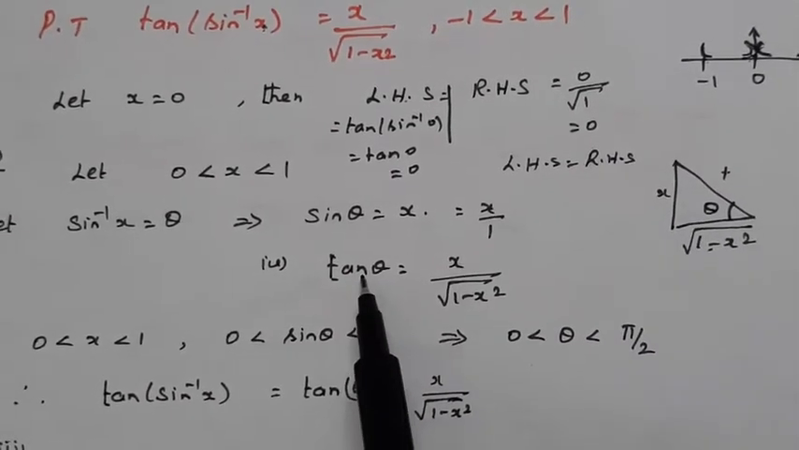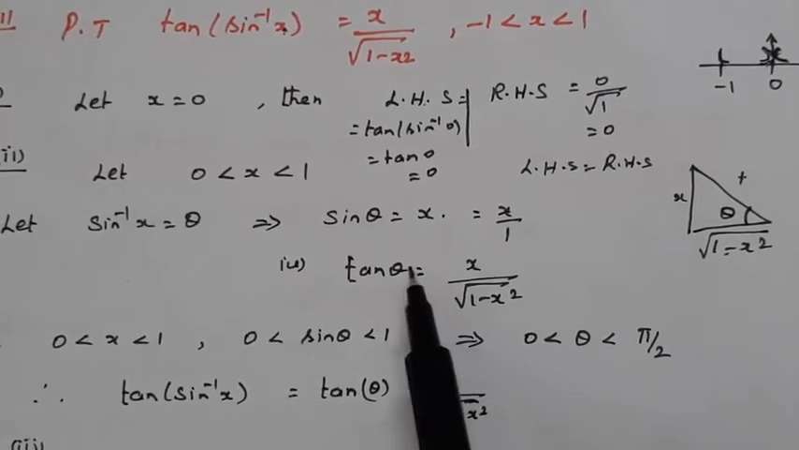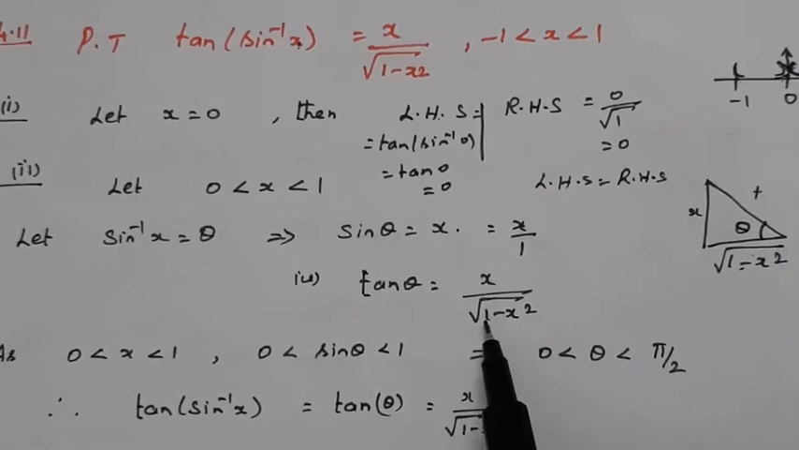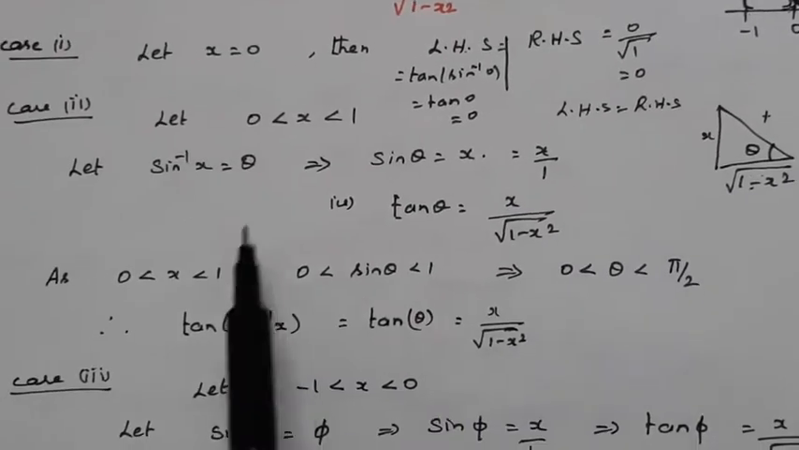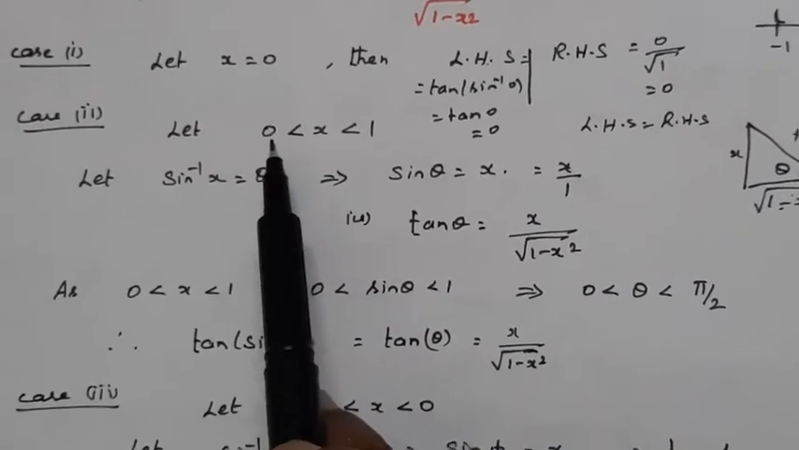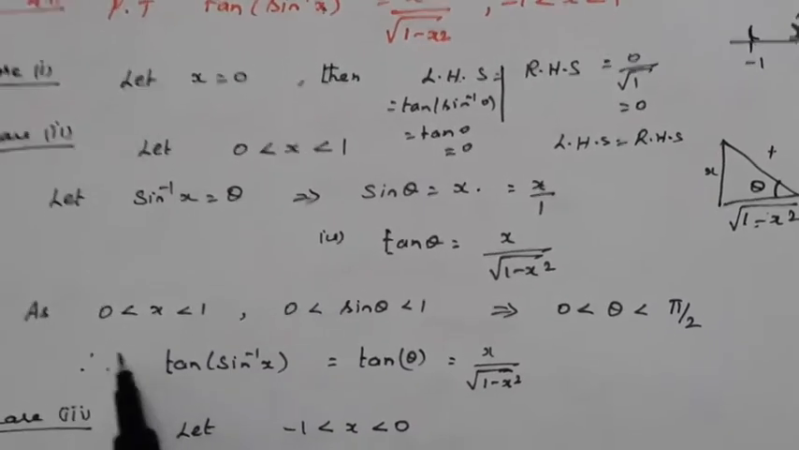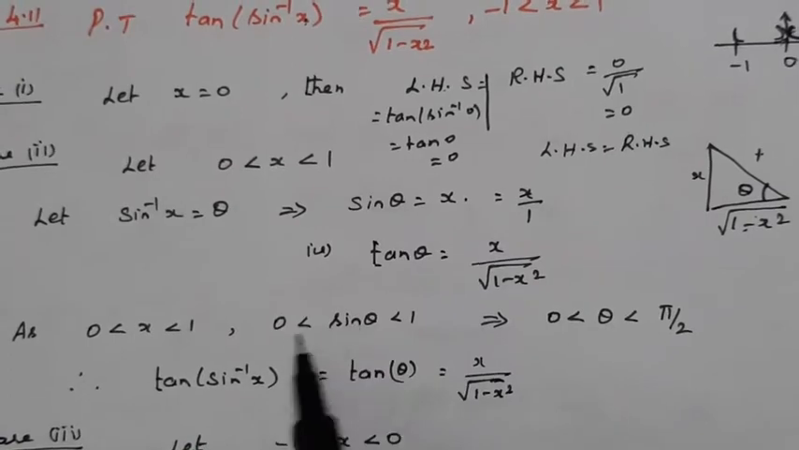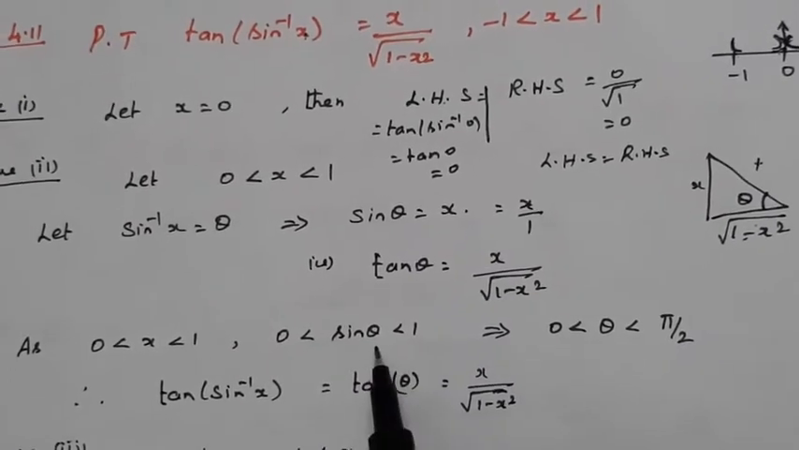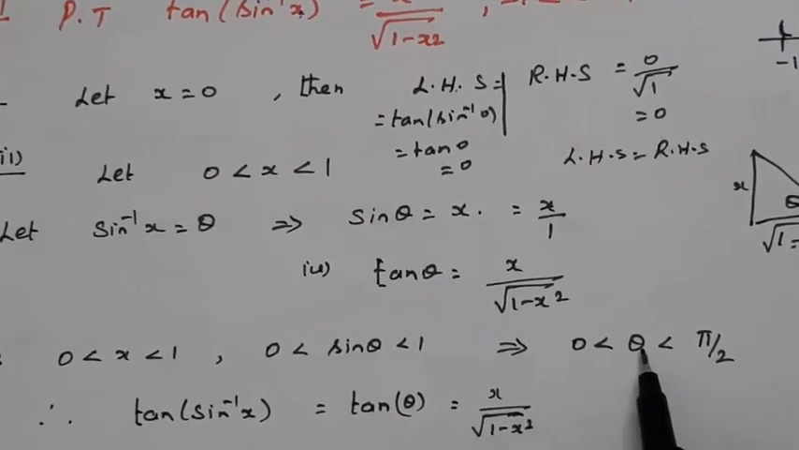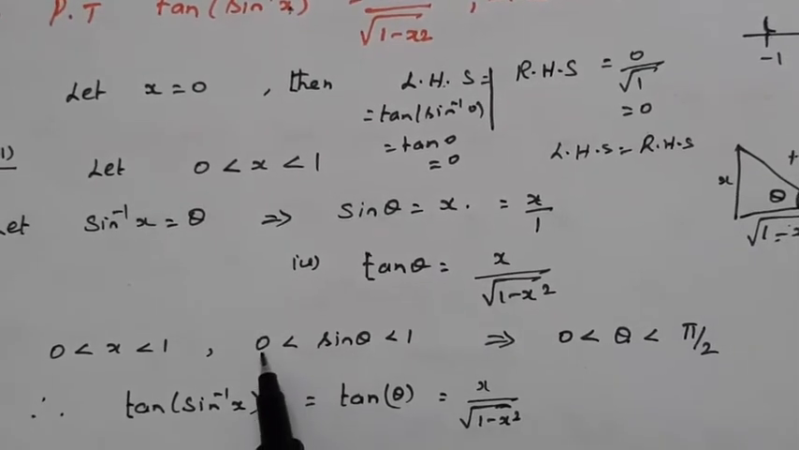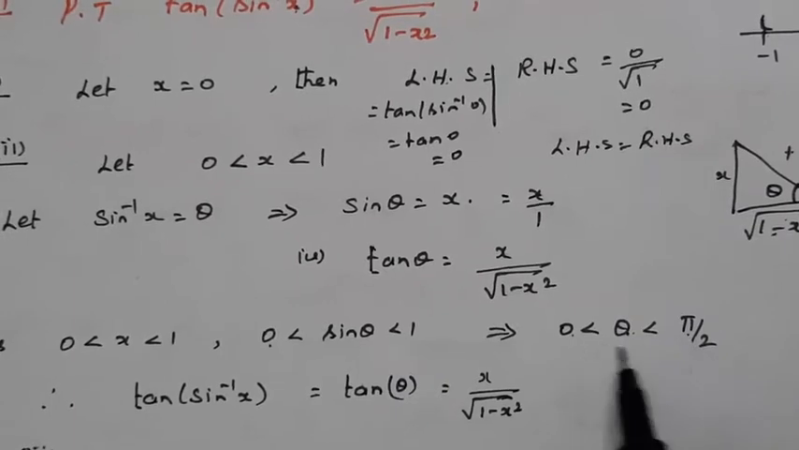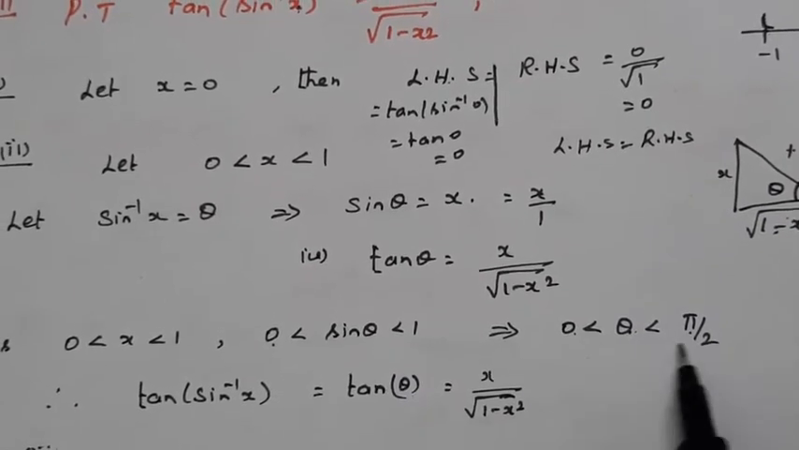So what is tan theta from this? Tan theta is nothing but opposite by adjacent. So x by root of 1 minus x square. Now as x lies between 0 to 1, what is x? x is nothing but sin theta. So sin theta lies between 0 to 1. And therefore taking sin inverse means what you will have? Theta lies between sin 0 is 0 and sin 90 is 1. So theta lies between 0 to pi by 2. That is nothing but the angle lies in the first quadrant.